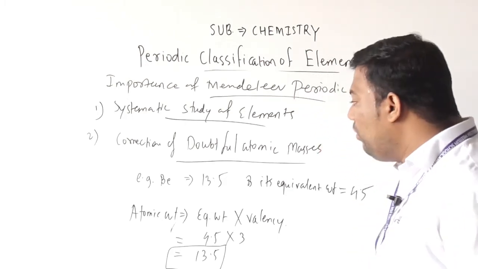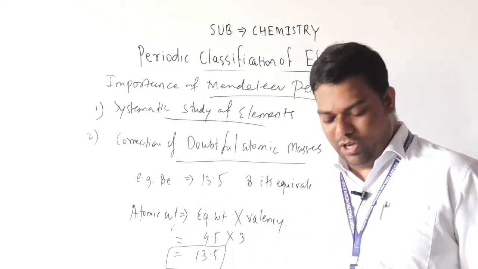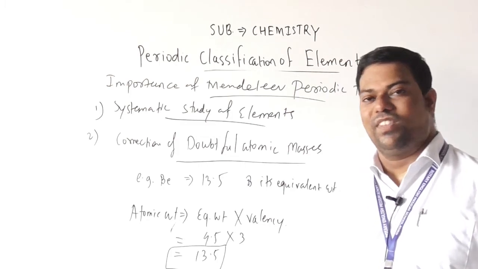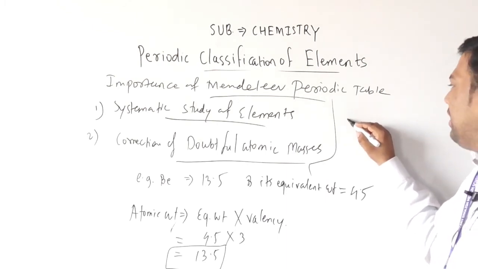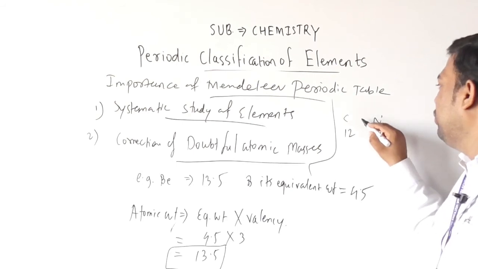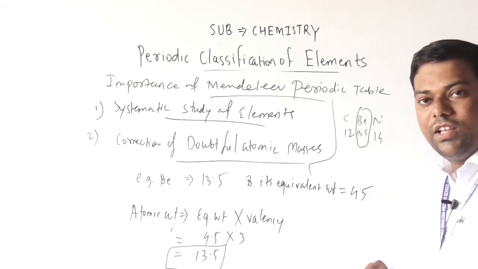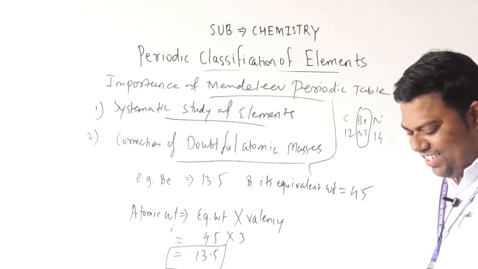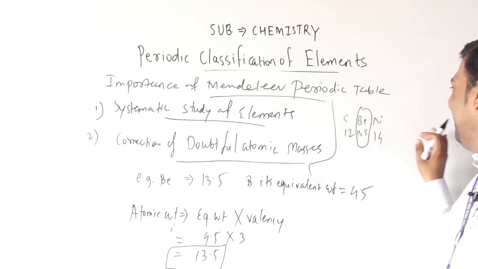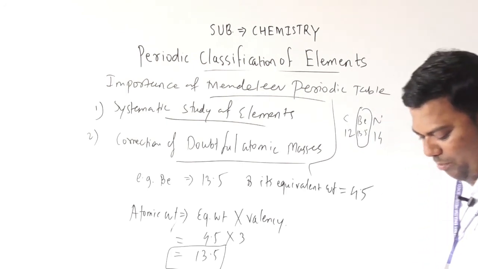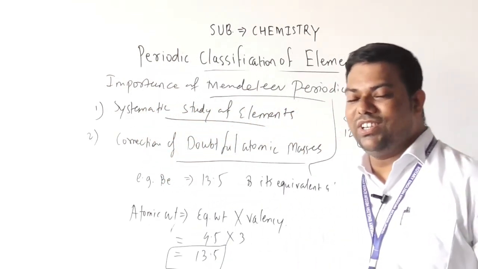But what will happen? Beryllium atomic mass 13.5, so it was placed between carbon and nitrogen. Why are they placing it between carbon and nitrogen? Carbon atomic mass is 12 and nitrogen is 14, so beryllium with 13.5 must be between them. But its properties do not justify its position. Understood? It does not justify its position.